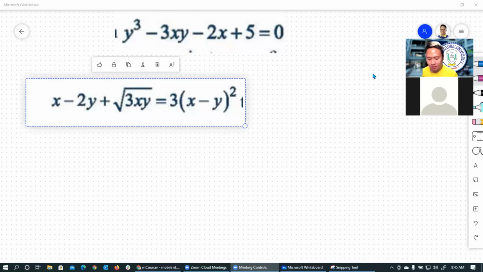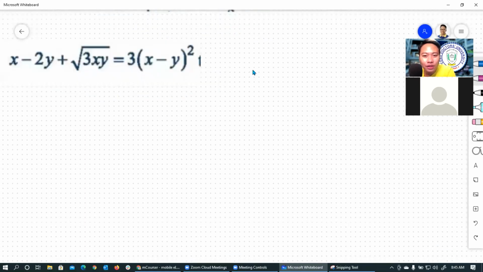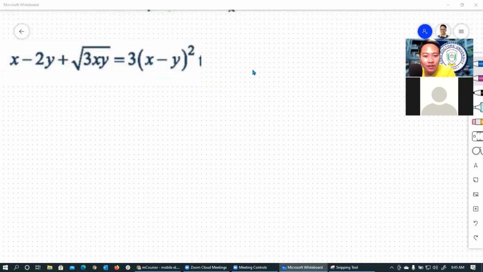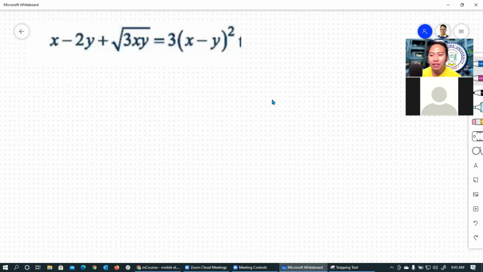Okay. So, where's my pencil? Can you see it now, guys? Can you see the example? We still have 15 minutes. I think 15 minutes is more than enough to answer this, and we'll compare the answers to the book. Okay, so let's start. I'm gonna get first the derivative of x. I know that derivative of x is just equal to 1.